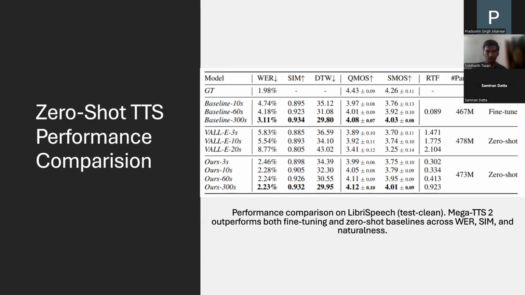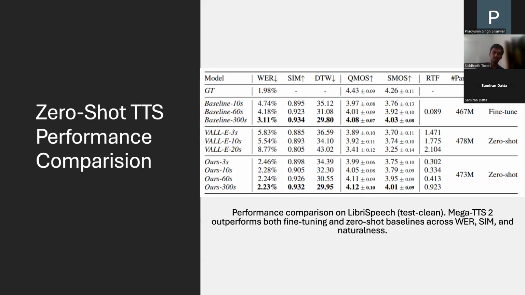So the results we are discussing are for zero shot synthesis, and the authors compared their method to two baselines. The first is FastSpeech 2, represented as baseline here, and another model is VALL-E. VALL-E is a leading zero shot TTS model, and the fine-tuned baseline model is FastSpeech 2 with GANs, where GAN is a vocoder.